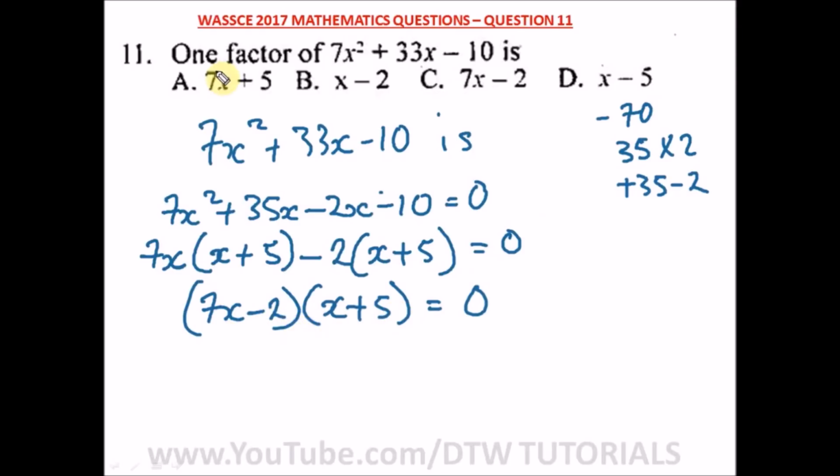Since the question says what is one of the factors, I think this is x plus 5. There's no x plus 5 here. This is x minus 5, so this is wrong. So our right option is 7x minus 2, which is option C.